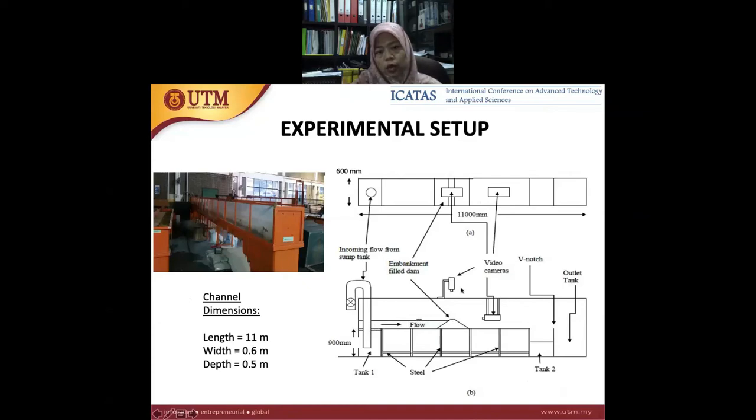Here we have two cameras installed, on the top and the front, to capture the pattern and behavior of the breaching. We also installed a V-notch weir at the end of the channel to measure the breach discharge. The length is 11 meters, the width is 0.6 meter, and the height is 0.5 meter.